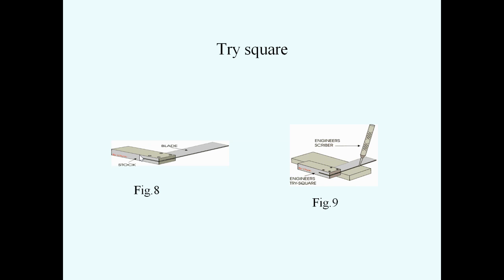Here is the usage of the tri-square on the workpiece. With the help of an engineer's scriber, he is going to mark or draw dimensions or lines on the wooden workpiece. With the tri-square, you can observe the movement of the scriber.